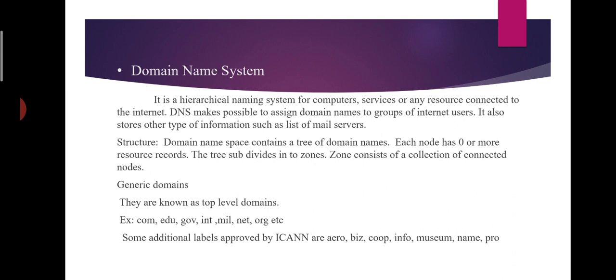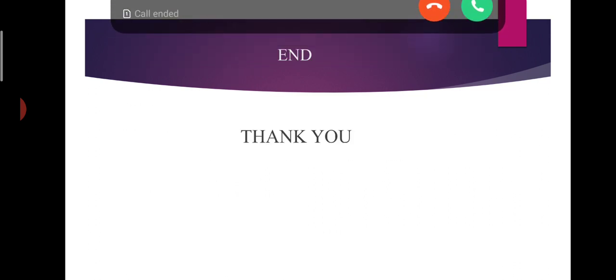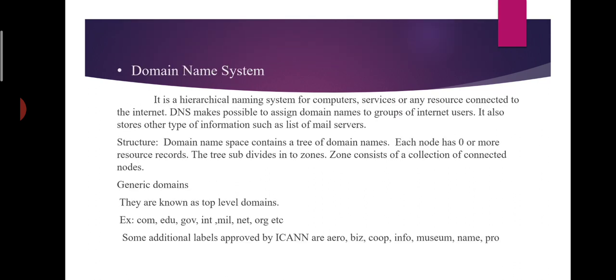Along with the existing top level domain names, there are some additional labels approved by ICANN, such as aero, biz, coop, info, museum, name, pro, etc.